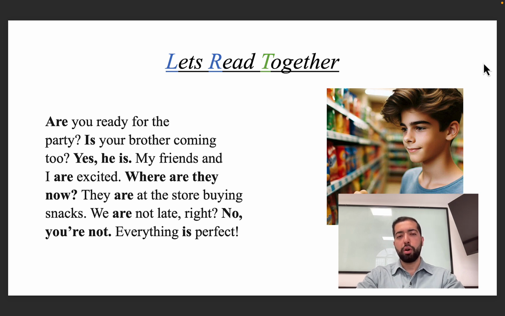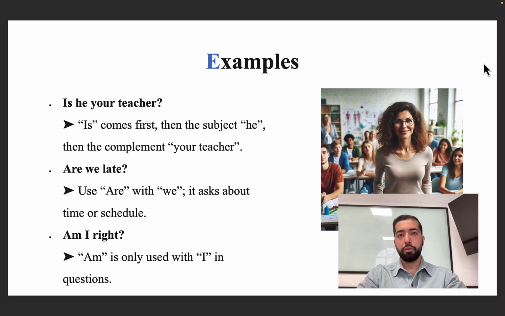So feel free to pause and reflect a little bit on this text as I put some of the grammatical points here for you. Let's see some further examples with a little bit of explanation. Example 1. Is he your teacher? So in here, is comes first and it's our to be. Then the subject he, which is a subject pronoun, and then the complement, your teacher. Is he your teacher?